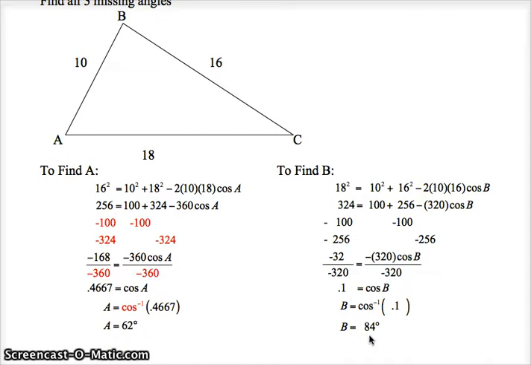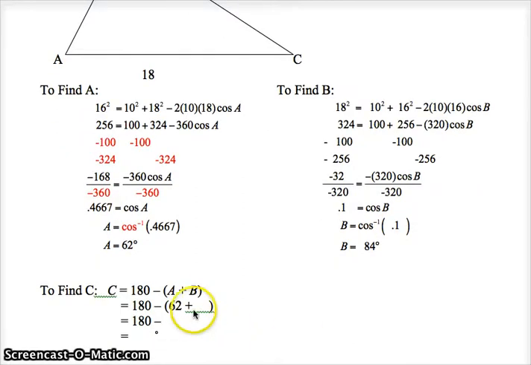Now that you have your angles A and B, you can simply subtract them from 180 and solve for your missing angle. So this gives us 144, so we have a missing angle of 36.